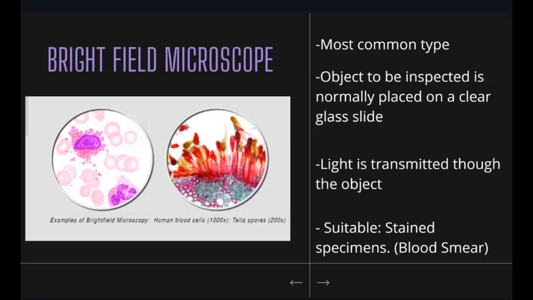These are the type of microscope that you see a lot during high school. The object to be inspected is normally placed on a clear glass slide and light is transmitted through the object. This makes the object appear against a bright background. Therefore, you get the term bright field. It is also important to mention that the most suitable type of specimen to be seen under the bright field transmitted light microscope are the ones that are either colored or stained.